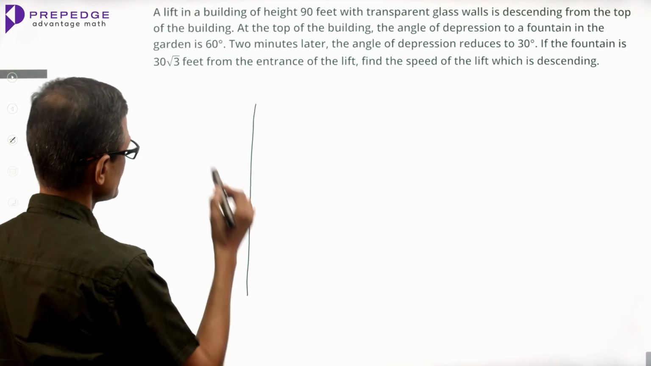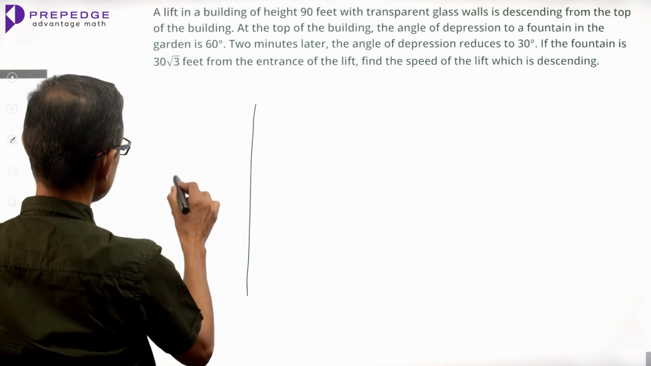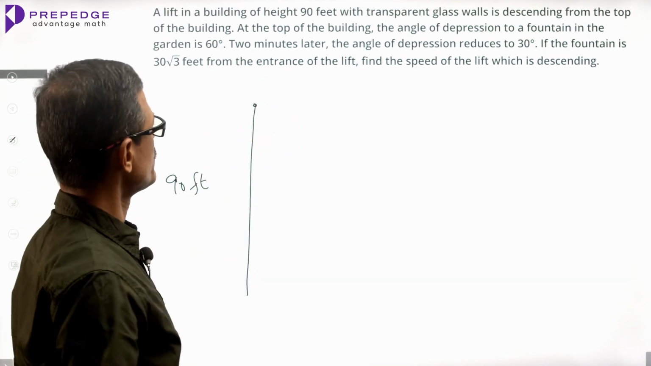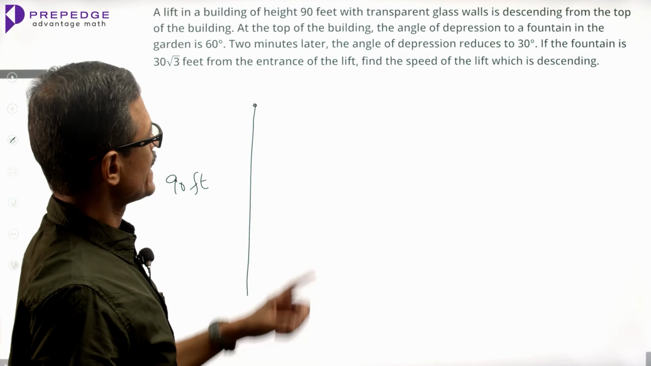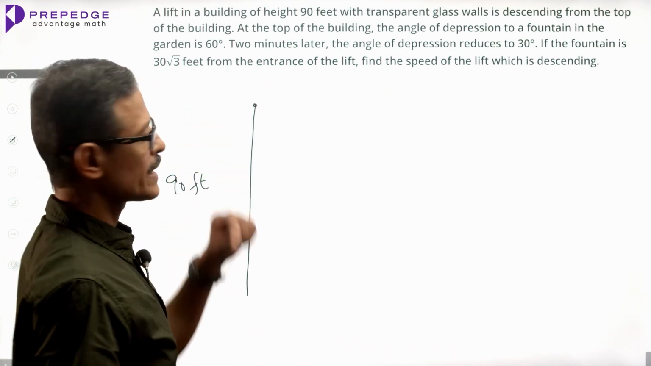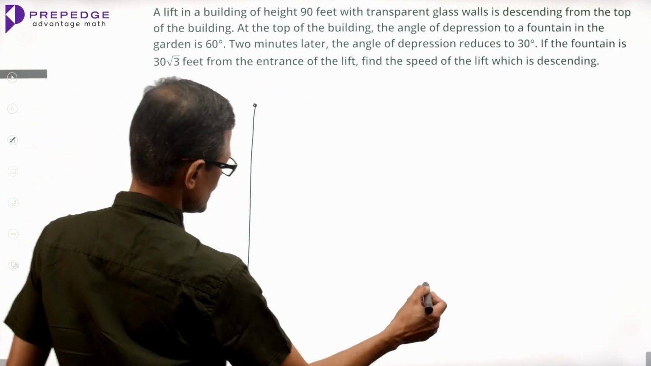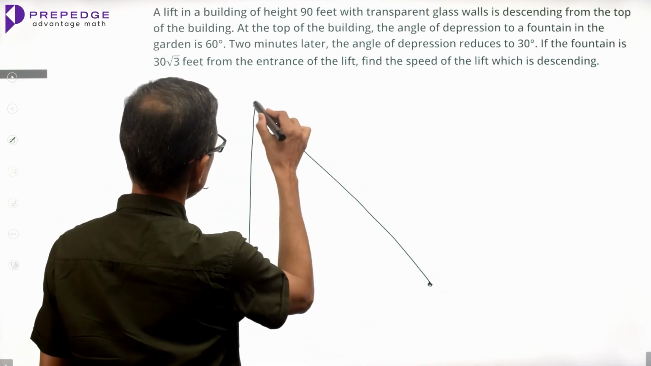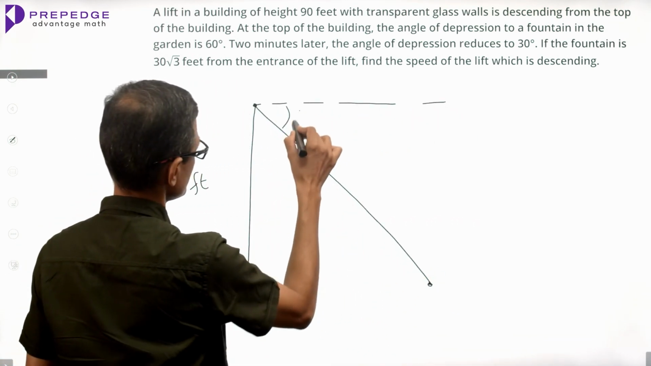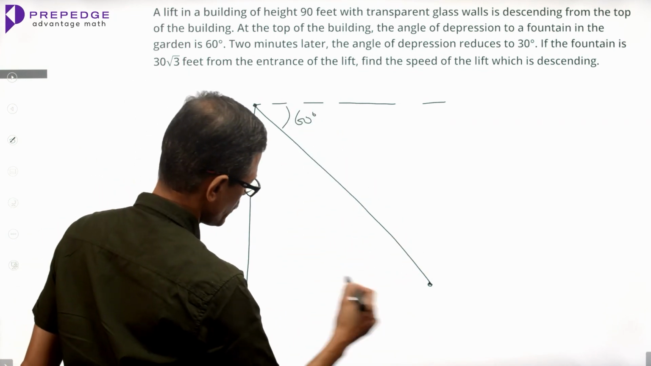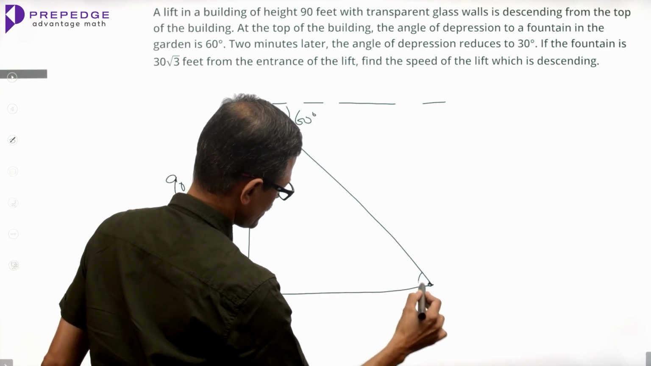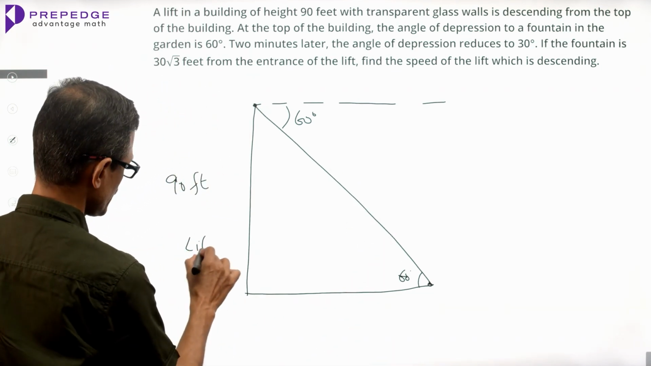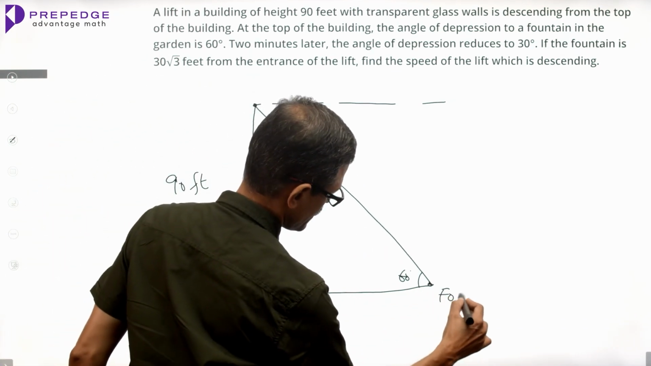This is essentially the building, 90 feet in height. From there the lift is descending from the top of the building. At the top of the building, the angle of depression to a fountain in the garden is 60 degrees. In the garden there is a fountain here. The angle of depression works out to 60 degrees. So angle of depression is equal to angle of elevation. This is also going to be equal to 60 degrees. This is the lift, this is the fountain.